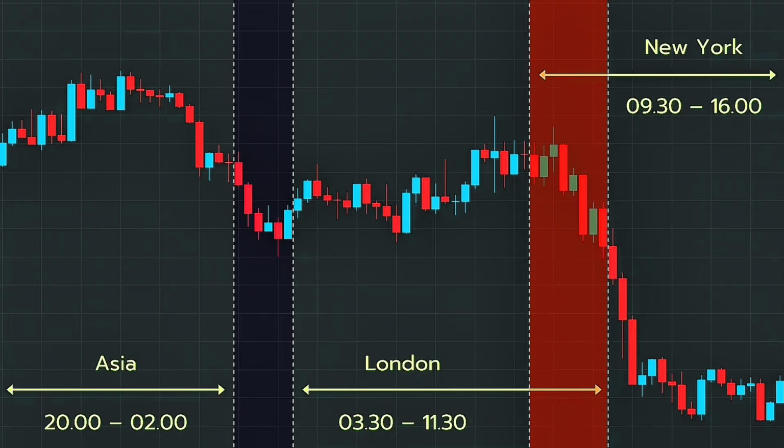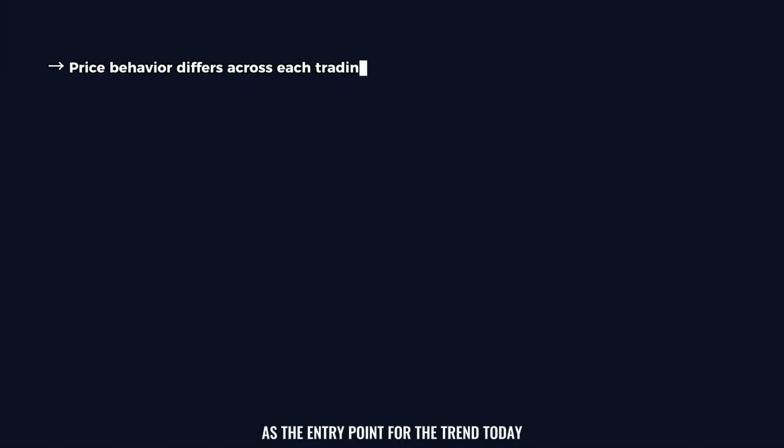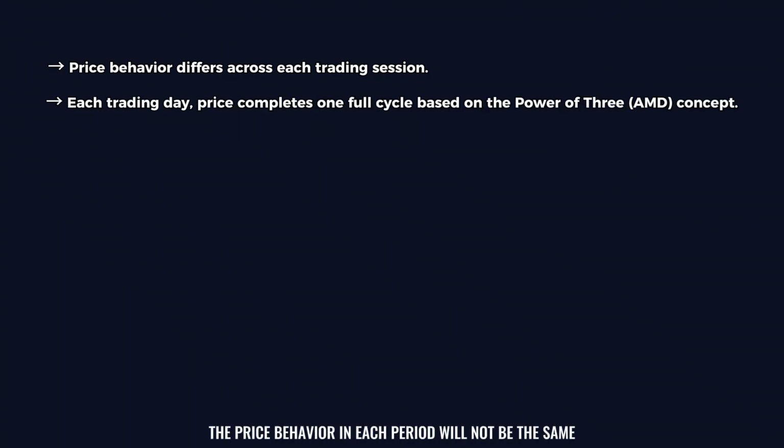During this period, there will be a lot of tension because investors from 2 markets around the world are entering trades. We call this zone the silver bullet zone, and we will use the silver bullet zone as the entry point for the trend today. Next, if you look closely, the price behavior in each period is not the same.